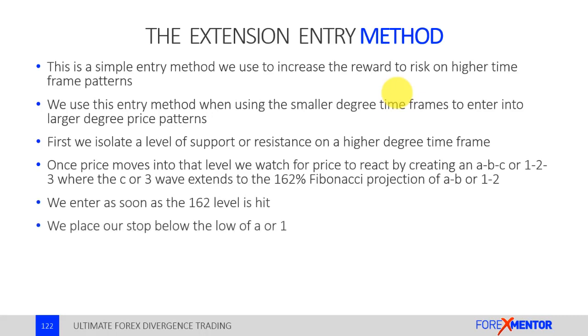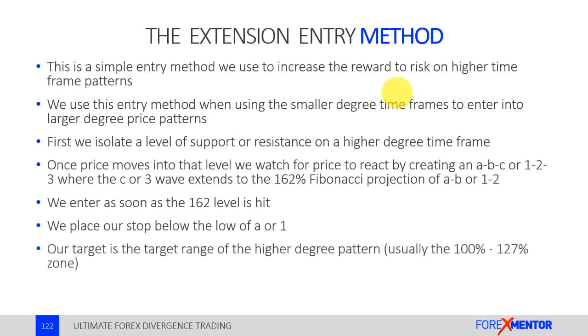We place our stop below the low of A or 1, and our target is the target range of the higher degree pattern, usually the 100% to 127% zone. Let's go ahead and show some examples of this on a price chart.